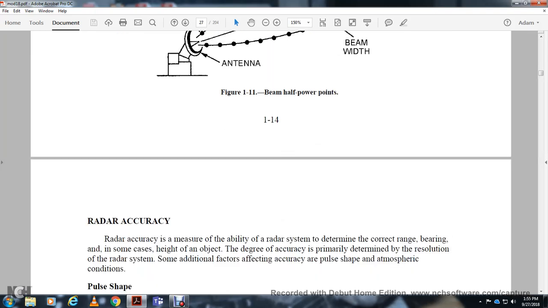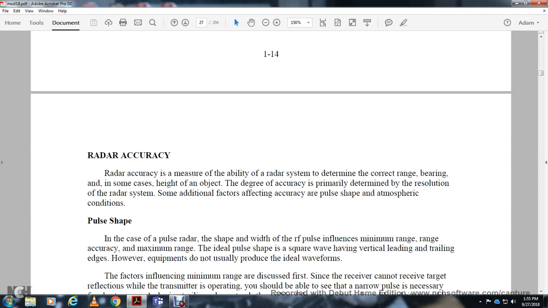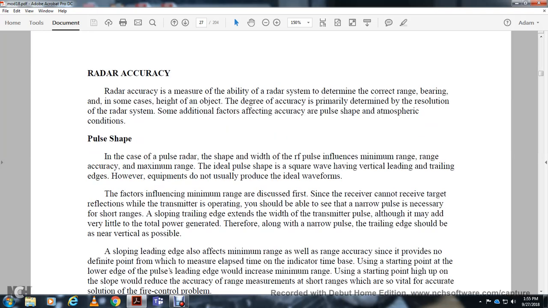Radar accuracy is the measure of the ability of the radar system to determine the correct range and bearing. In some cases, the height of the object and the degree of accuracy primarily determine the resolution of the radar system. Additional effects on radar accuracy include atmospheric conditions and the shape of the pulse, including the width of the radio frequency pulse, which affects minimum range, range accuracy, and maximum range. The ideal pulse shape is a square wave, having a vertical leading and trailing edge.